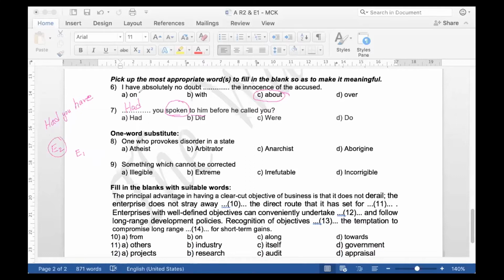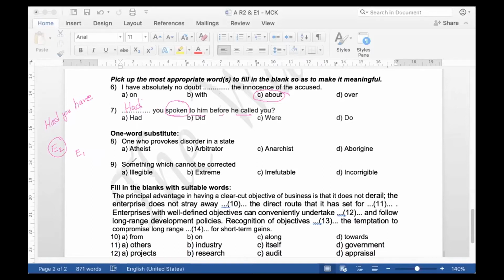So this same situation, question number 7. Had you spoken to him before he called you? So he called you before that. So the event before that must be you spoken to him. So had must be with the first event, and the second event, he called you. Had you spoken to him before he called you? All right, let's go for the next one.